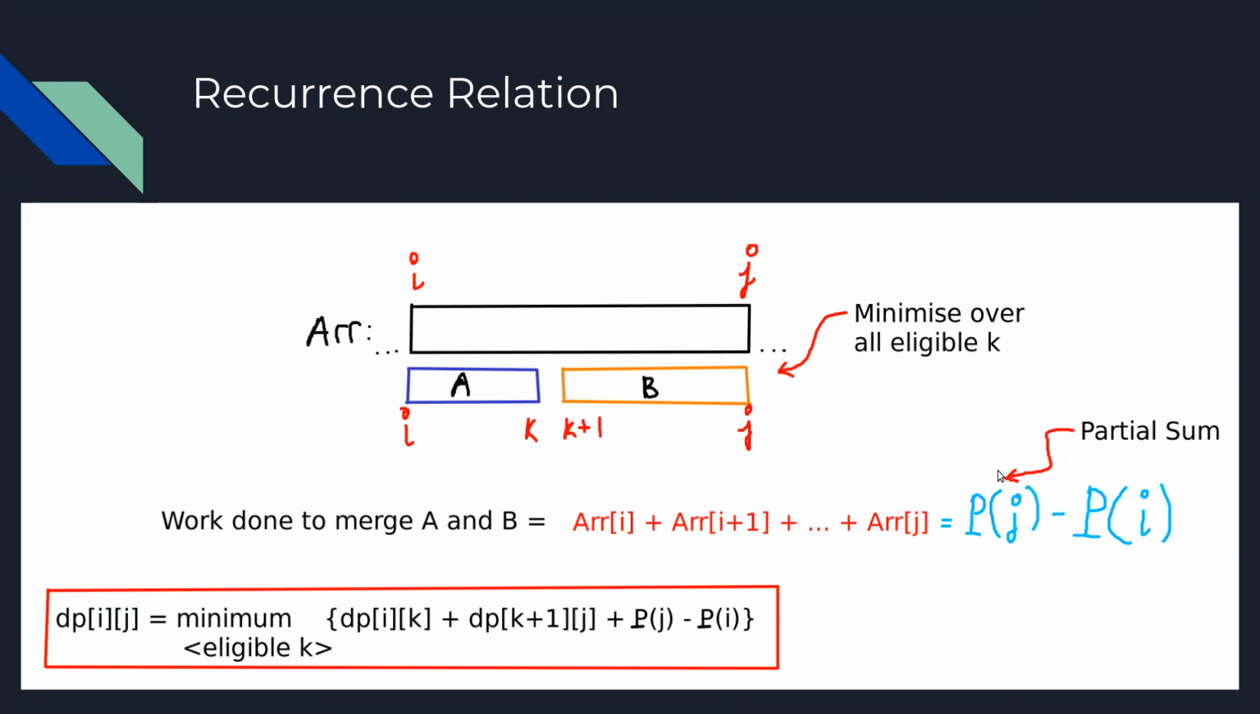That introduces the notion of partial sums, also called prefix sums. So that gives us a recurrence. The idea is to find this magic index k, and we do that by taking the minimum over all eligible k. So k will go from I to j minus 1. The reason it's I and not I plus 1 is because we could have two-element arrays as well, so we have to take care of that.